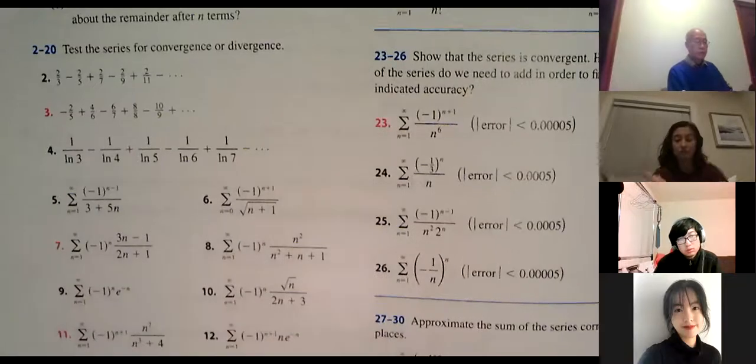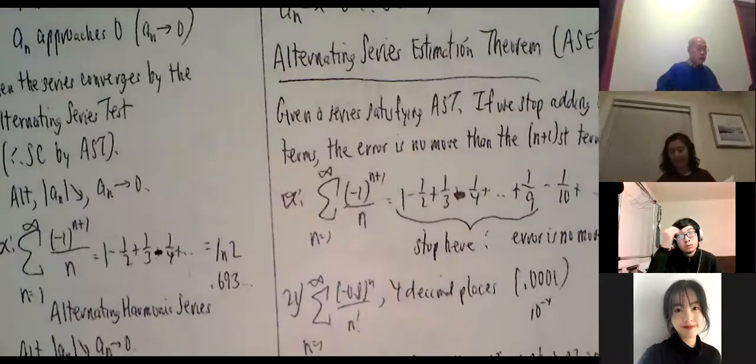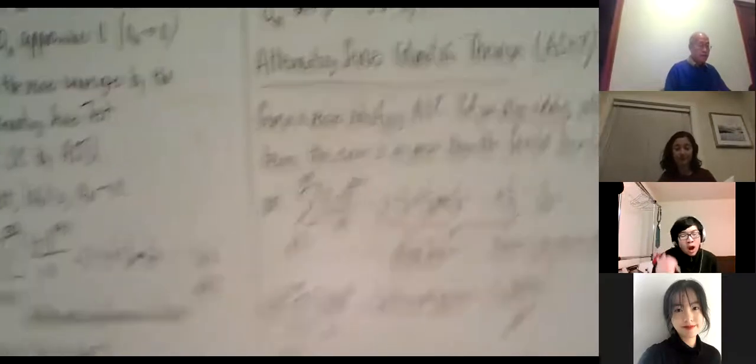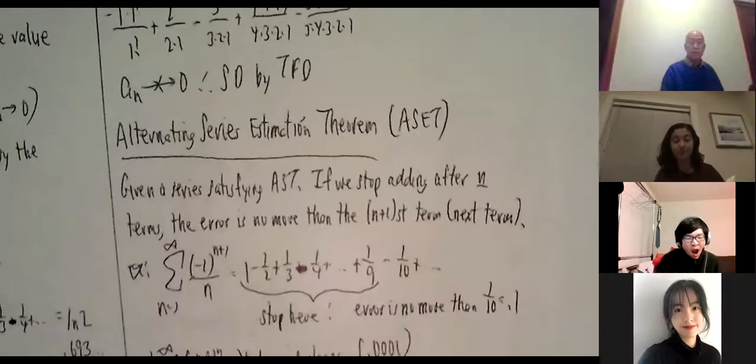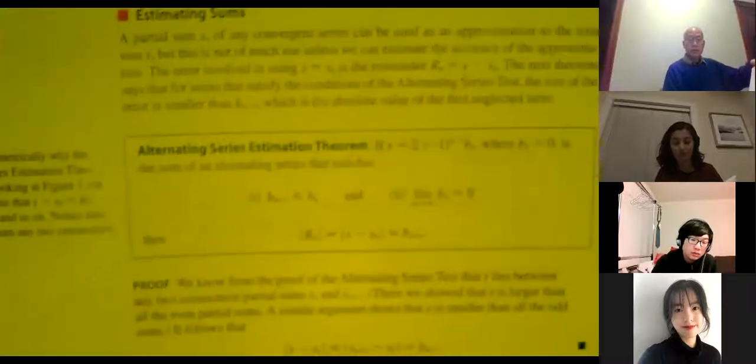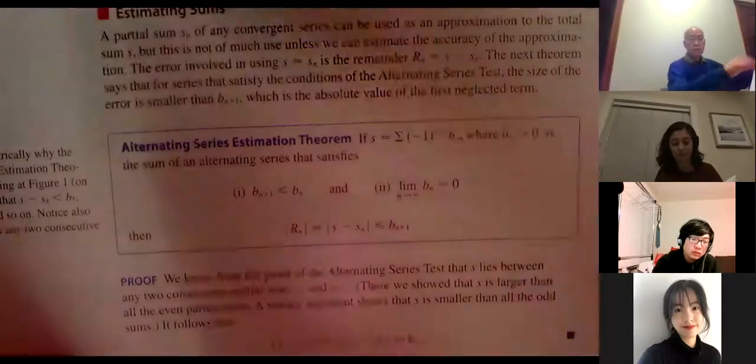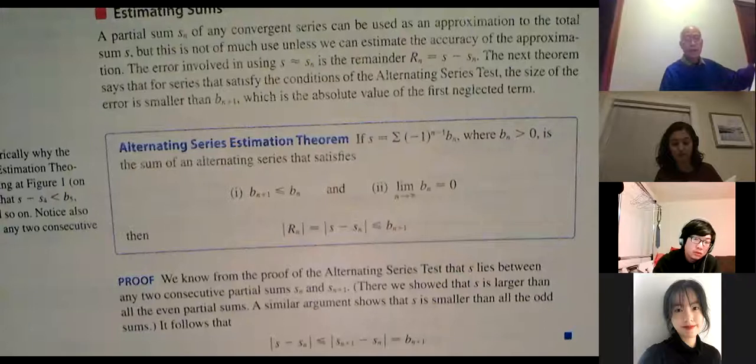Now what about the problems at the end? We have something called the alternating series estimation theorem. Abbreviation, ASET, A-S-E-T. Alternating series estimation theorem.